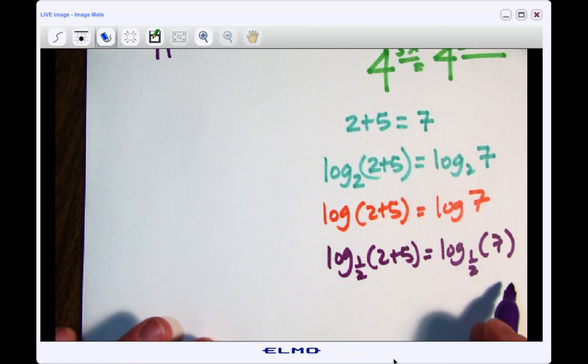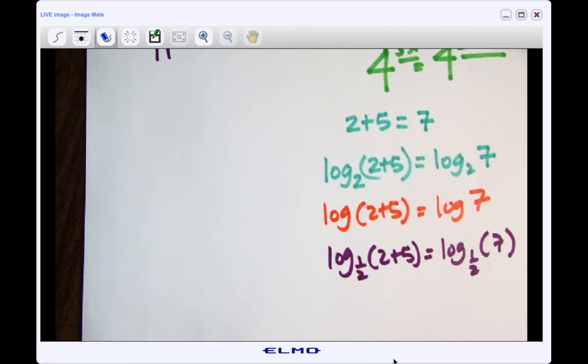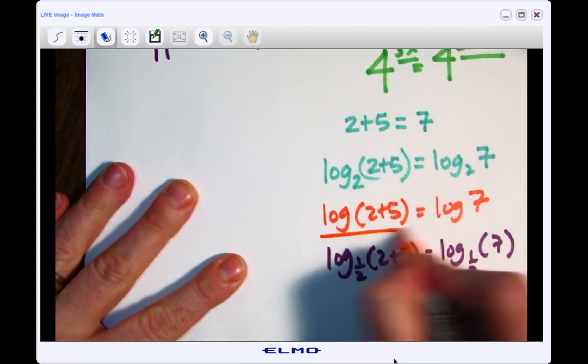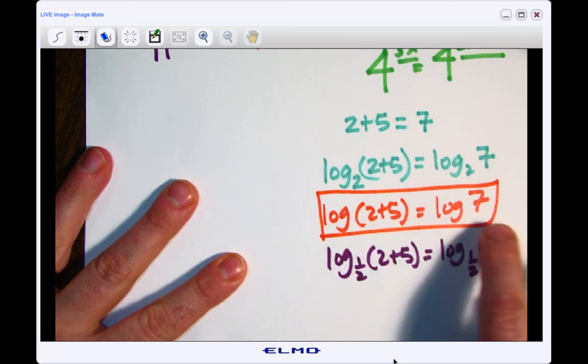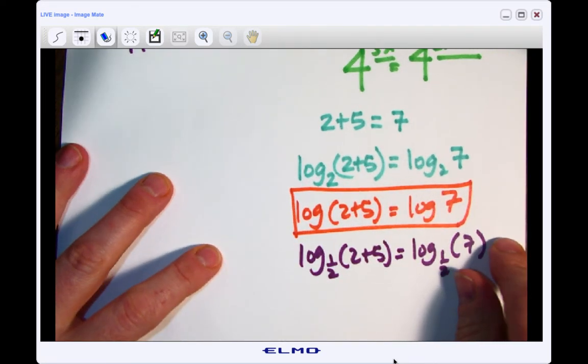Does that make sense? All right, so the base that I'm going to use today, and there's different ways that you can approach these, but the base that I'm going to use today is this one. And do you remember what base it is if it's not listed? If there's no little number here, remember that means base 10.